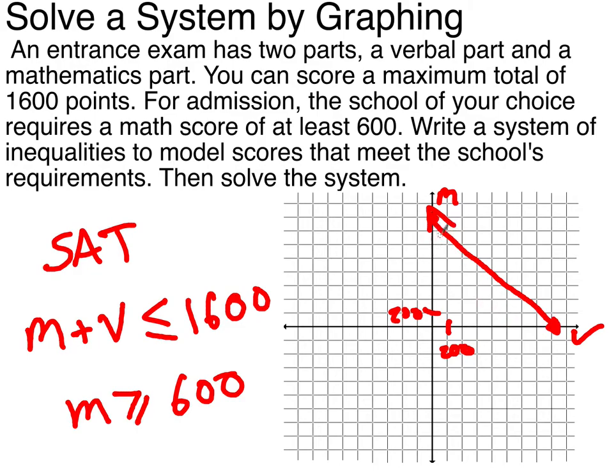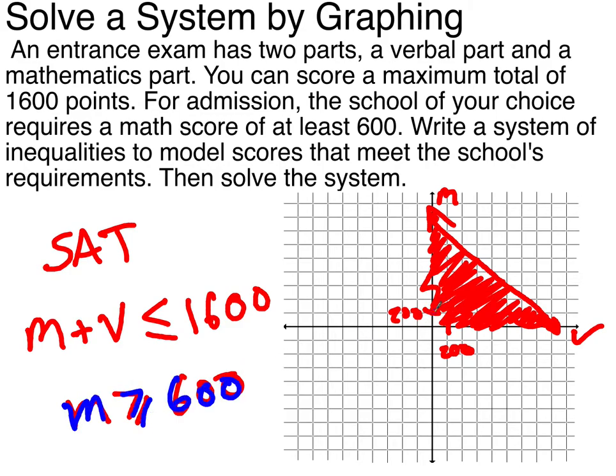And you would have to get below that. So you're somewhere in here. Okay, these are all the possible scores. But you also have to get a math score greater than or equal to 600. So that's 2, 4, 6. This is 600 on the math. So this is that line, m equals 600. But you've got to get greater than that. So that means these are only the possible solutions that you could get.